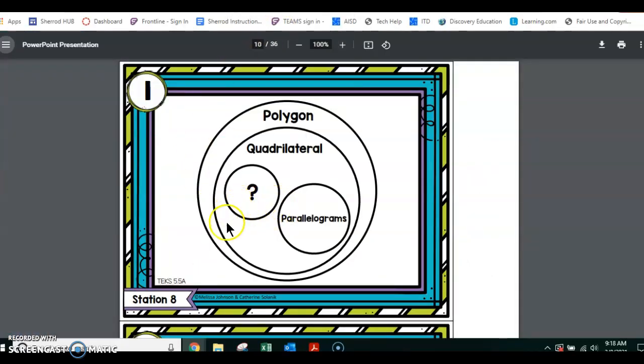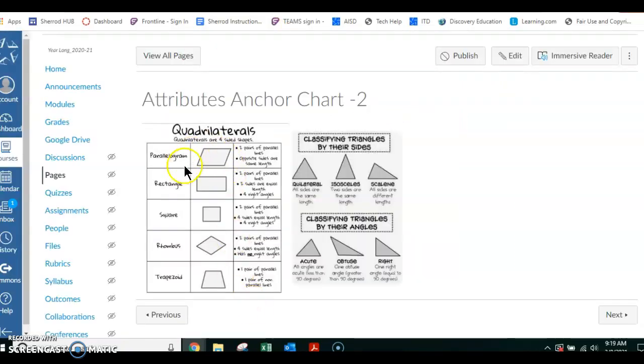Looking at these task cards, what it's asking us is to use our anchor chart, which has a list of all of our attributes of our shapes. Quadrilaterals, which are the four-sided figures, and then the triangles and how they're classified. They're classified by their sides, so the length of their sides, and then also by their angles, which we talked about on Tuesday with acute, obtuse, right. And then we've got the equilateral triangle, the isosceles triangle, and the scalene triangle.